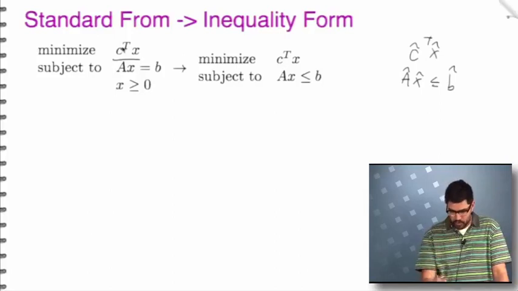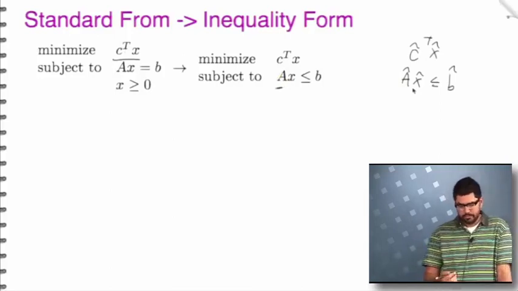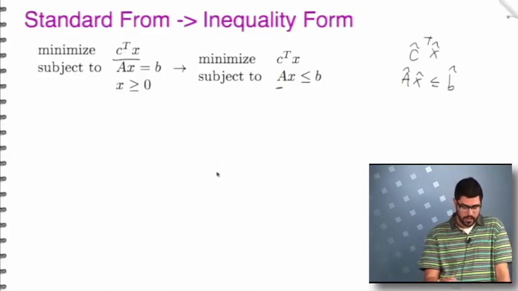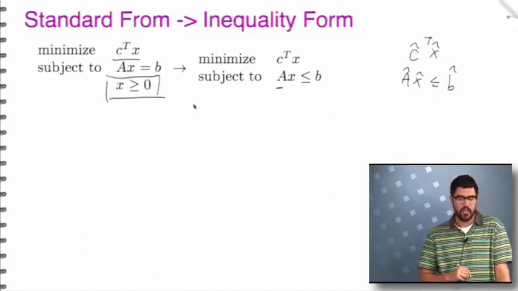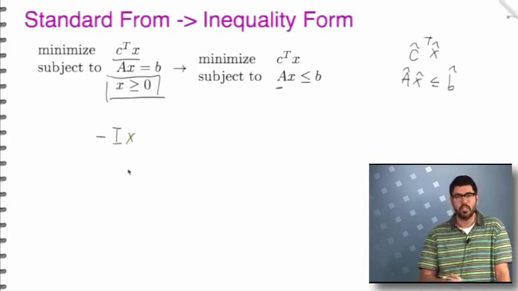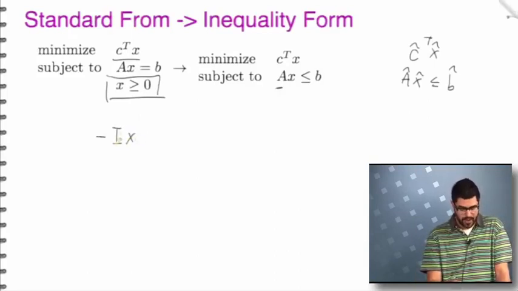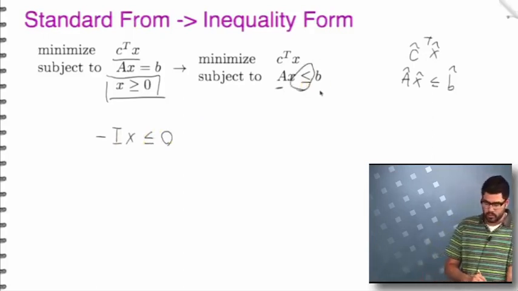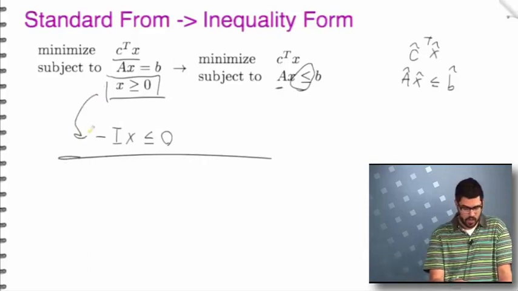The only difference is your A hat is going to look a little bit different, and so is your B hat. So let's get rid of the non-negativity constraint from the standard form and put it into inequality form. Well, if I multiply it by a negative, so I get negative I, and just to make it easier when we put it into the final form, I think you would agree identity times X is still X. So minus X is less than or equal to 0. So now we've got this less than or equal to, which is the form we want. So this is the non-negativity.